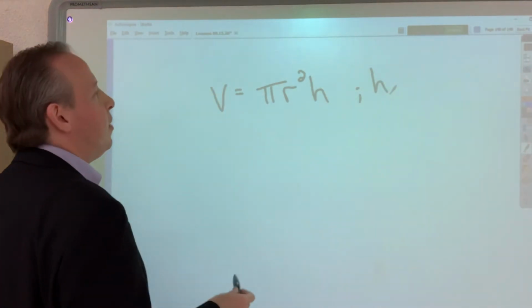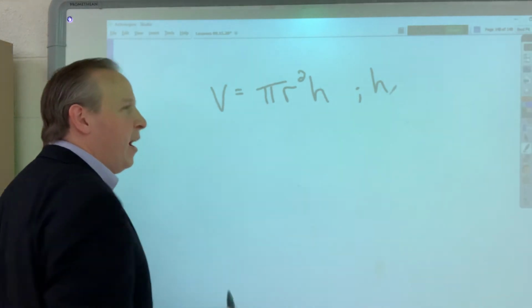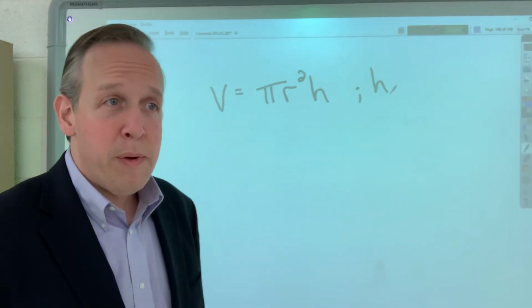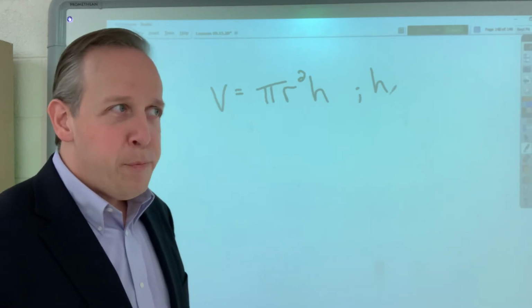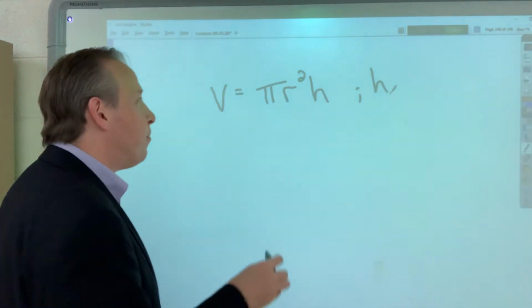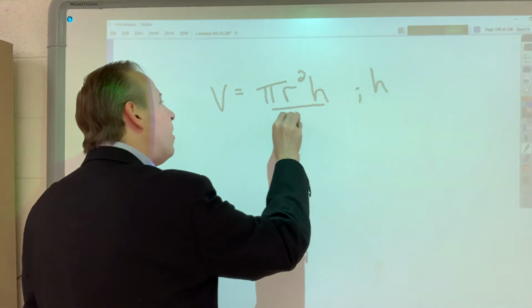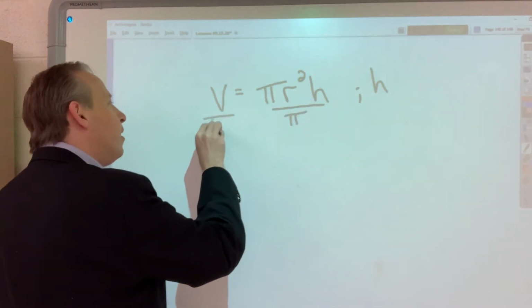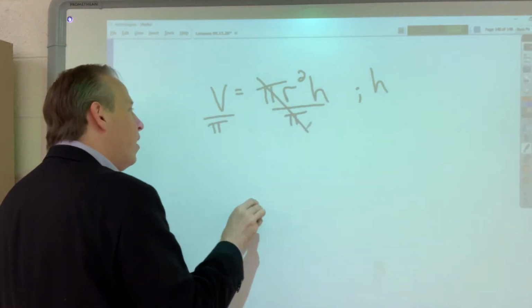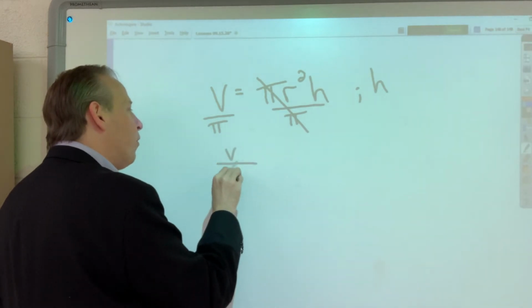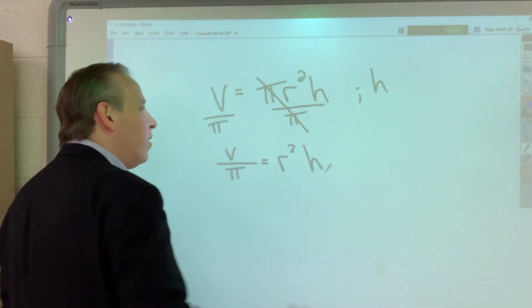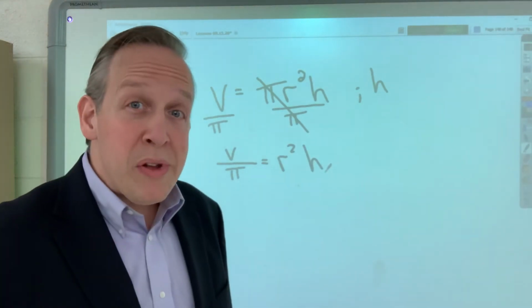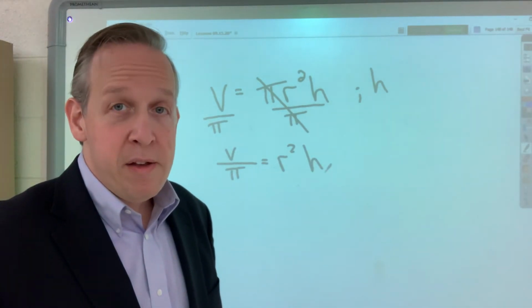Okay, well, there is a coefficient of pi. Pi is a number, 3.14159, whatever, it keeps on going forever and always. We're just going to divide by pi first. If I divide both sides by pi, that cancels. And now I have volume over pi equals r squared h. All we really have to do is get h by itself, right?